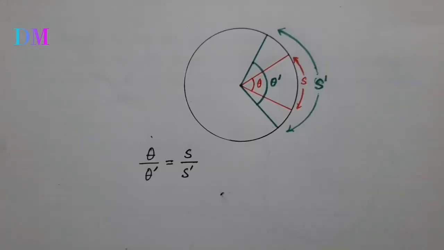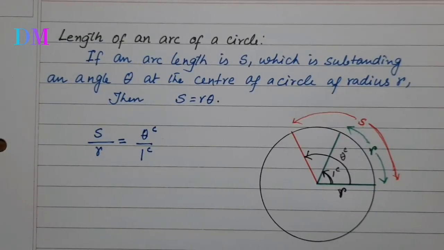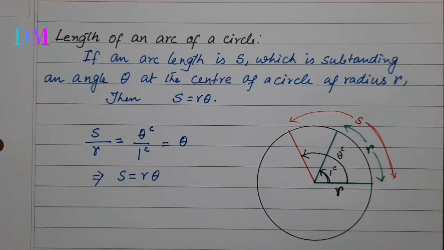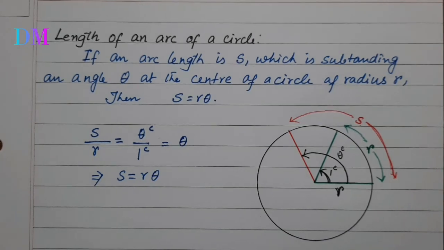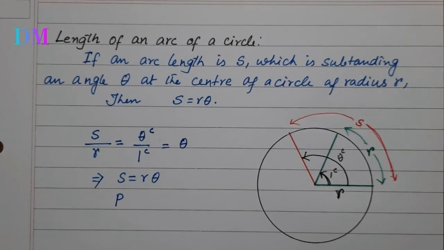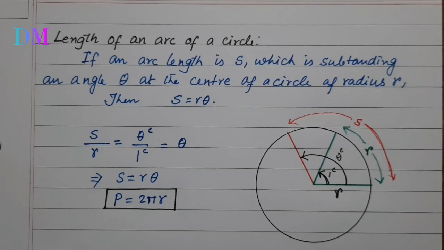Then according to this same principle, we can say S by r equals theta radian by 1 radian, or S by r equals theta, which implies S equals r theta. Now if we consider the complete circle, then S will become the perimeter, denoted by P, and theta will become 2 pi. Therefore we can write P equals 2 pi r.